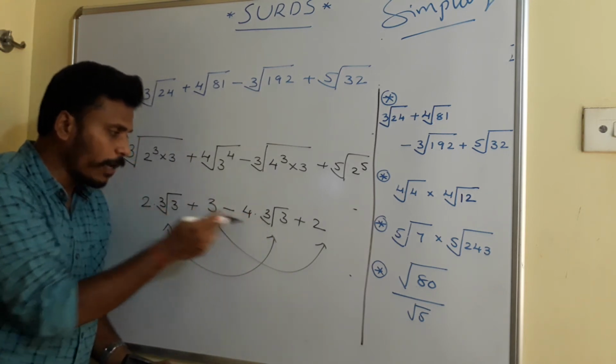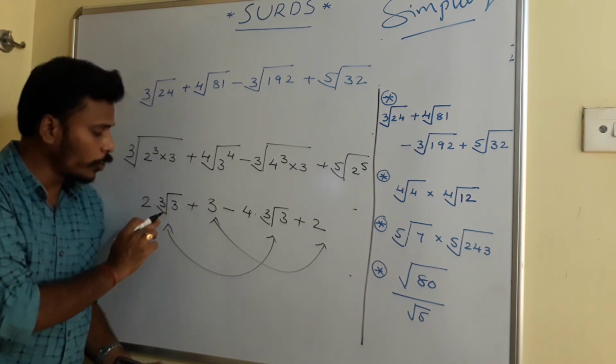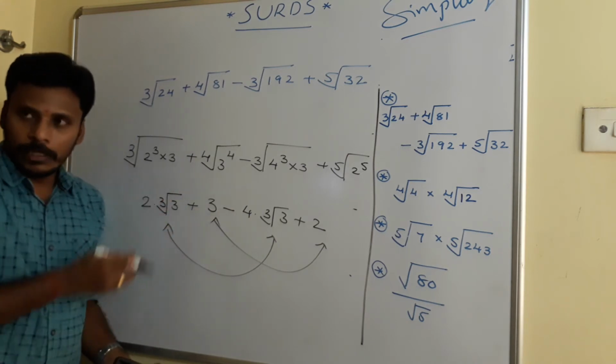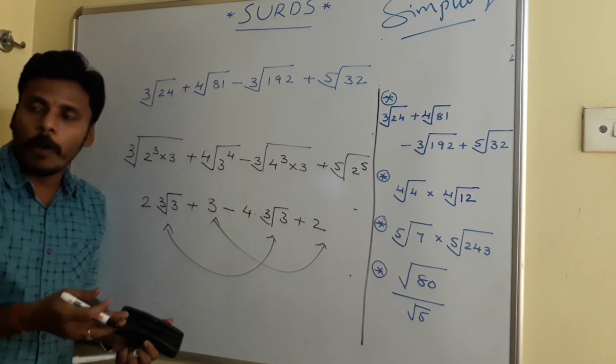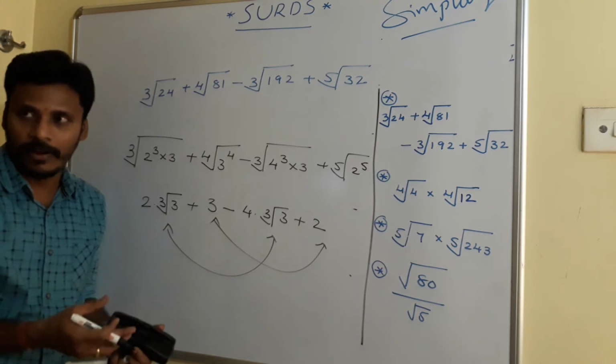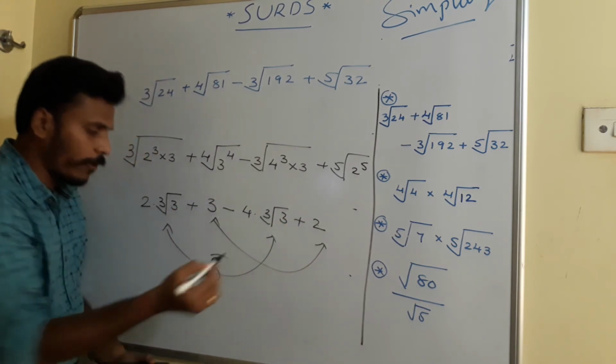You just simplify, combine these two only. But you don't have any chance to combine this 2 into cube root 3 with this root 3. Just like this is an apple and this is a banana. You have no option to add an apple and a banana, right? So this is 3 and that is 2 and that summation is 5.